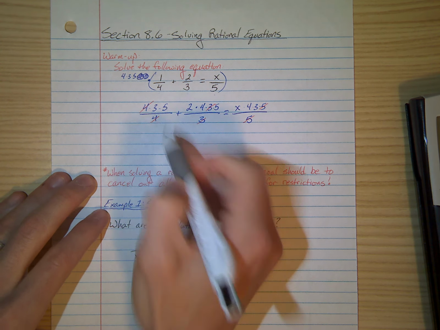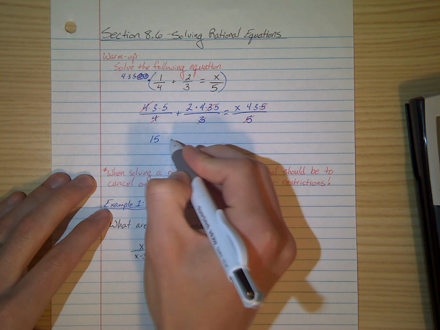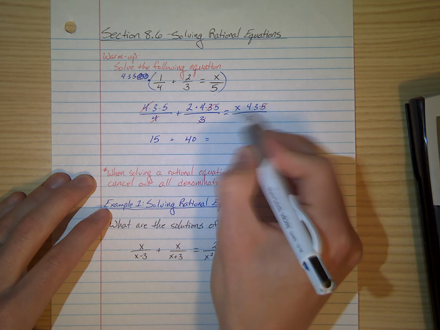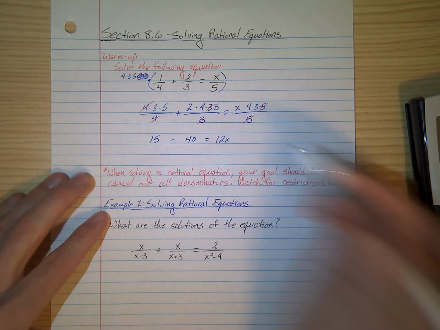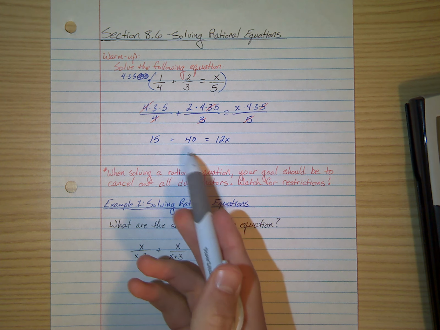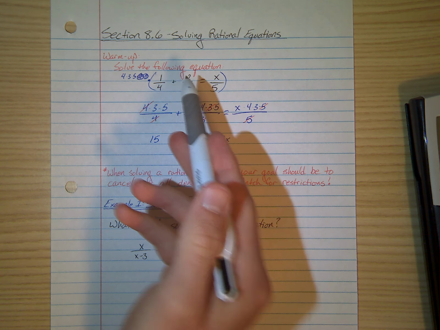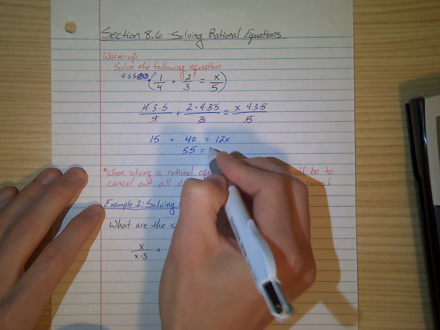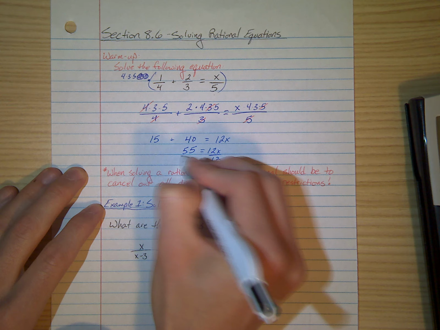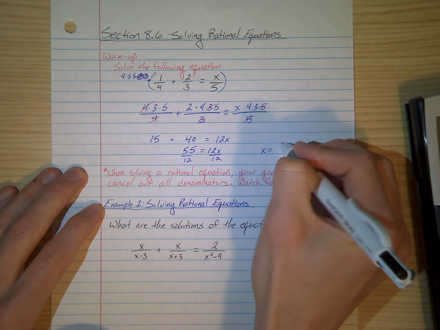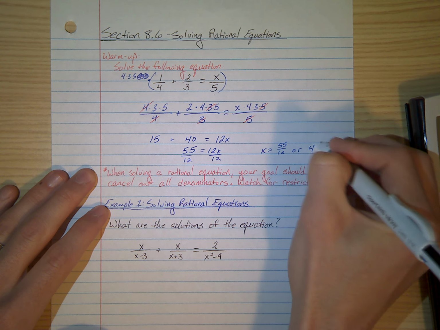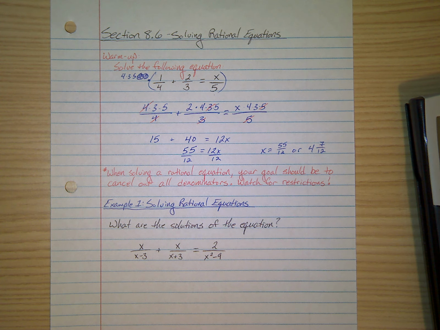You have 3 times 5 from your first term, well that's 15. 2 times 4 times 5, well that's 40, is equal to 4 times 3 times x, which is 12x. And look at that. That's a much easier equation to solve than what this looks like up here. Well, 55 is equal to 12x, and you divide by 12, and x is equal to 55 twelfths, or 4 and 7 twelfths.